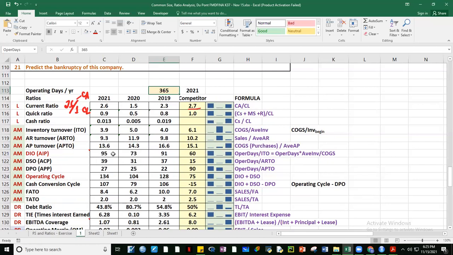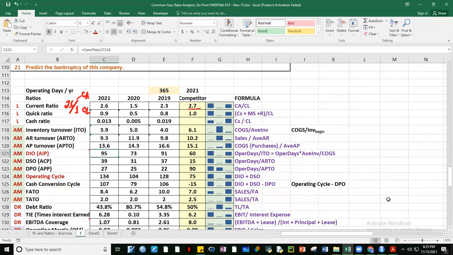we use the formula, ito lang. Operating days divided by the turnover ratio. No? Okay, so that's 365 divided by 3.9. So this is 95 days. So days outstanding, guys, days na yan. Convert natin yung 3.9 times a year into 95 days.